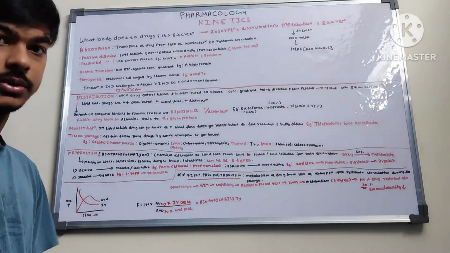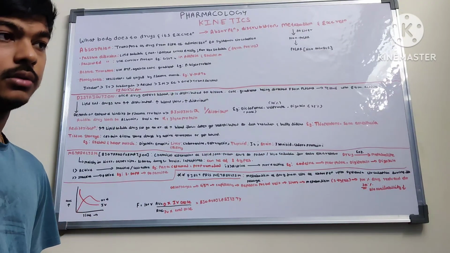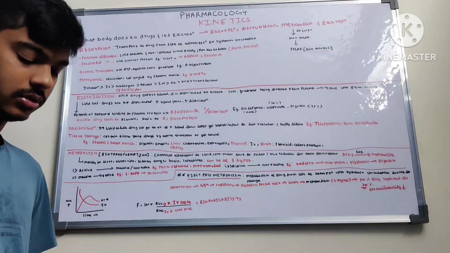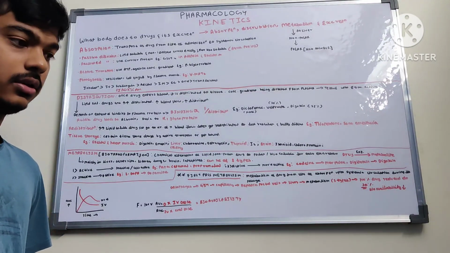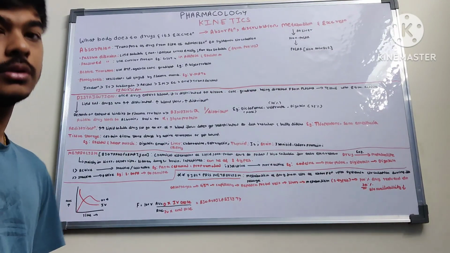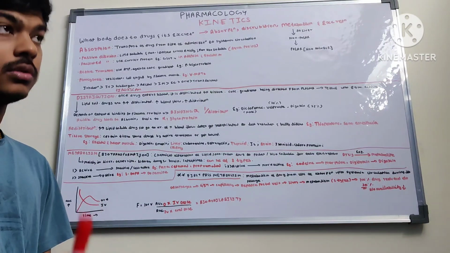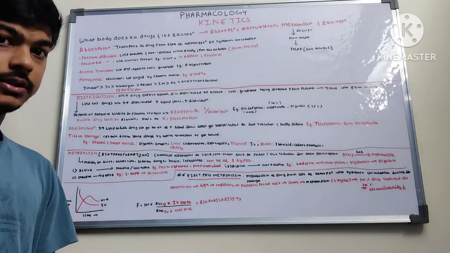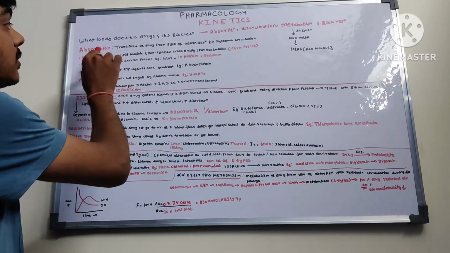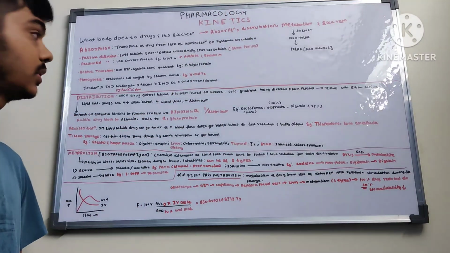So what is absorption? Whenever a drug is given to a patient, be it orally, parenterally, through intravenous routes, or through rectal or any other route, the drug first has to enter the systemic circulation. From the site of administration to the point where it enters the circulation is called absorption. In simple words, absorption is the transport of drugs from the site of administration to the systemic circulation.